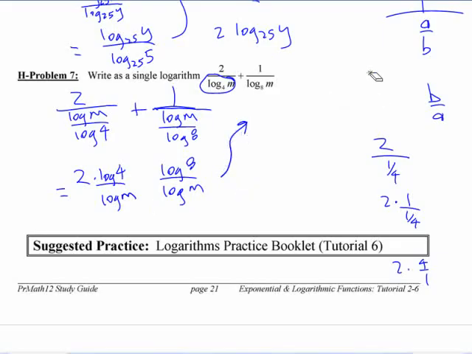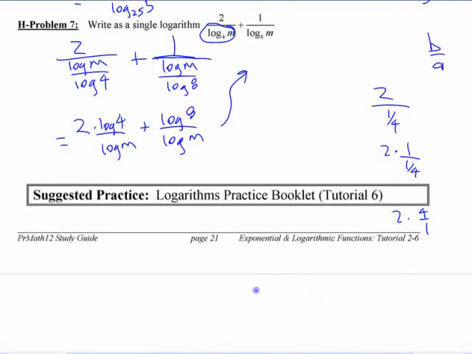Right, as a single logarithm, we've got to keep going here, I guess. We have 2 log 4 over log m, and we have log 8 over log m. You've got to see these as fractions, and if you had a over c plus b over c, what could I write that as? If they have the same denominator and I'm adding them, sorry, my plus sign looked like a times sign. If I'm adding those, it's going to be a plus b over c, right?